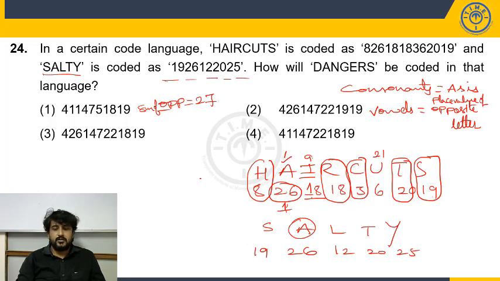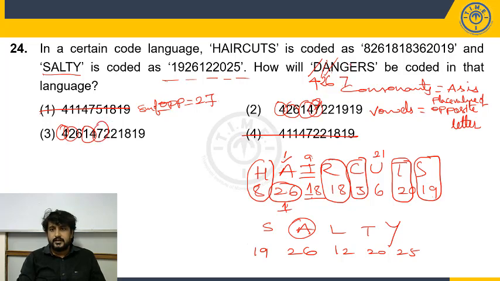Yes. Now we need to identify the logic for danger. D's place value is 4. How many options are starting with 4? All. A's opposite letter is Z. That is 26. 4, 26. So not the first option, not the fourth option. Next, N place value. N is a consonant, 14. So same. These three are same. Even these three are also same. Next, G is a consonant, 7. So here also same, here is also same.